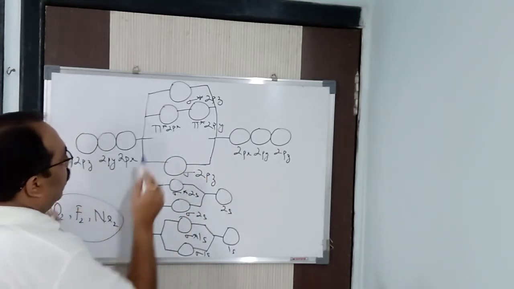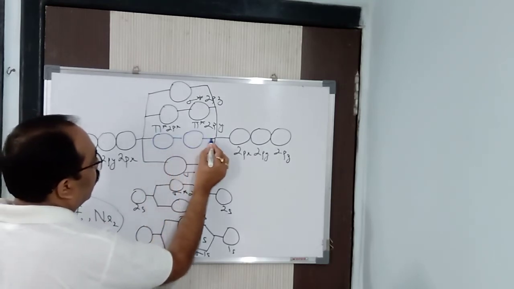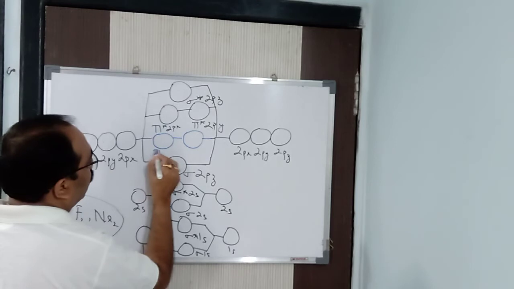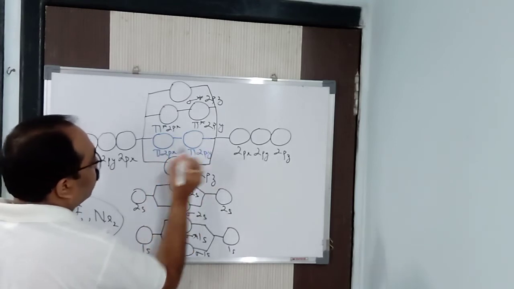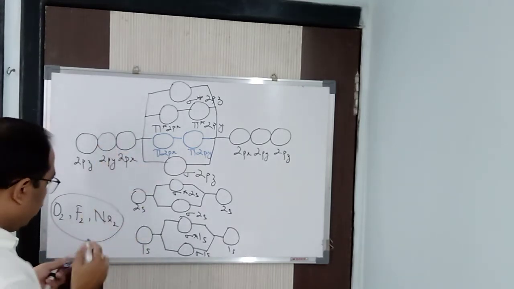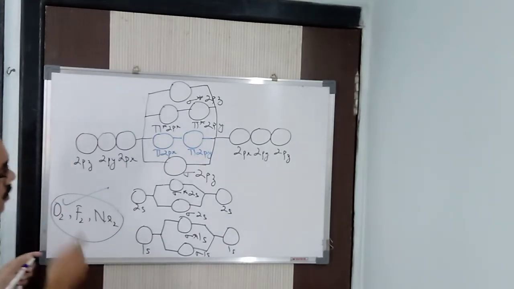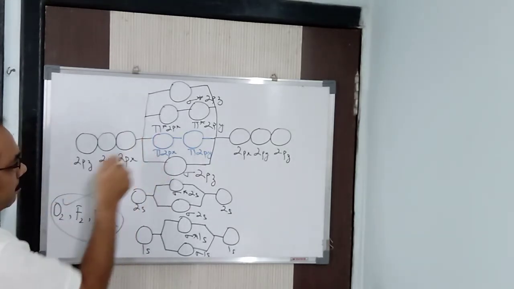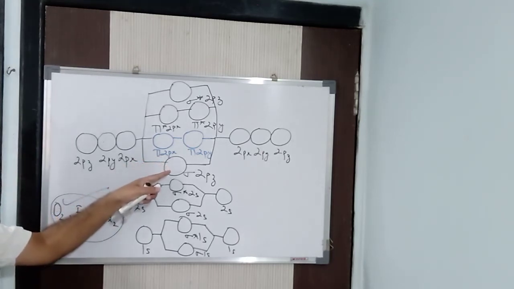Then we will fill pi 2px and pi 2py. Alright, in case of which molecule now? Now I am telling you about oxygen, fluorine and neon. For this molecule, first sigma 2pz will be filled, then pi 2px and pi 2py. In case of oxygen, fluorine and neon, it is being filled in this way.